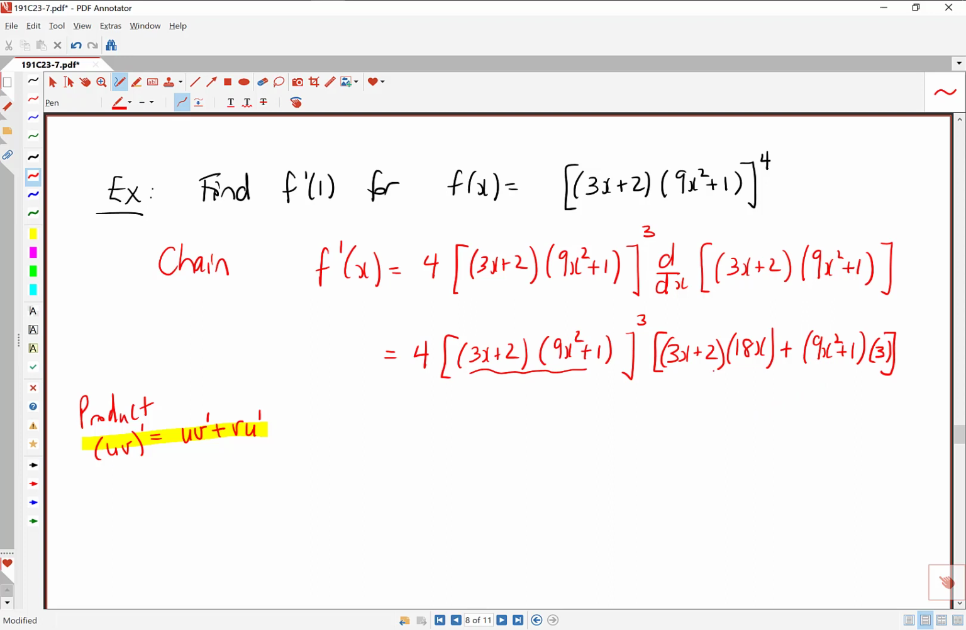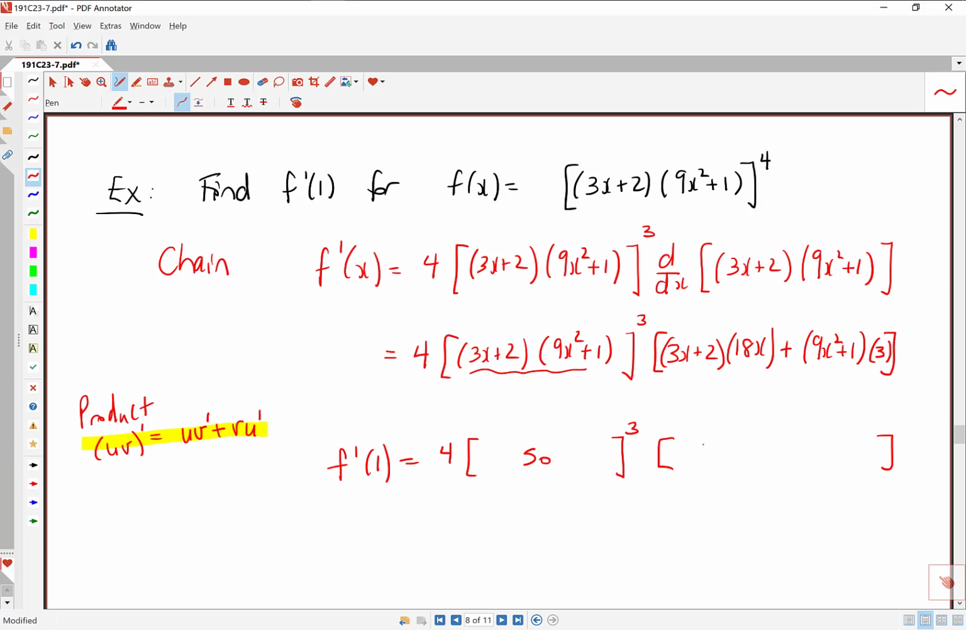Great. Okay, now this is where it's important to read the problem. This one does not say simplify. It says find f prime of 1. So that's good news. We're just doing a numerical example here. So we're going to have 4 times something cubed. Let's plug in 1 and figure out what our something would be. Well, plugging in 1, we'd have 5 times 10. I might just call that 50, to make life easier when we get to putting this into our calculator. So 4 times 50 cubed, and then square brackets.